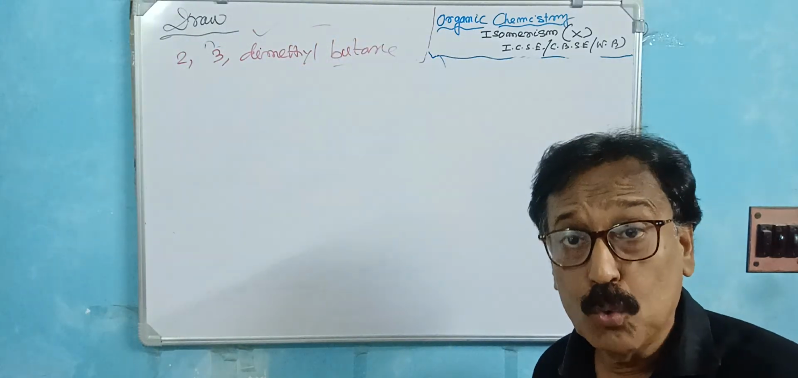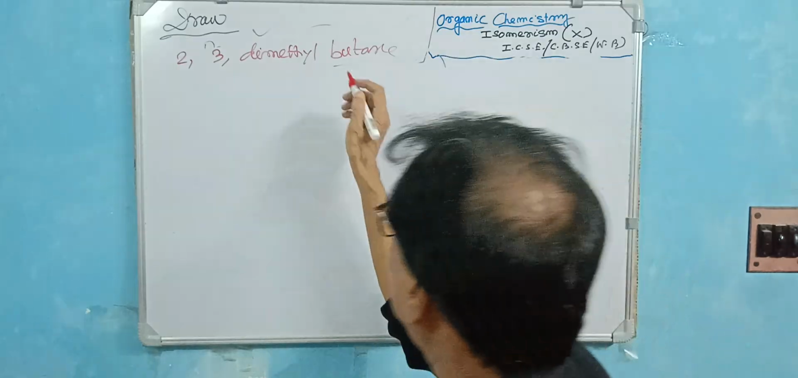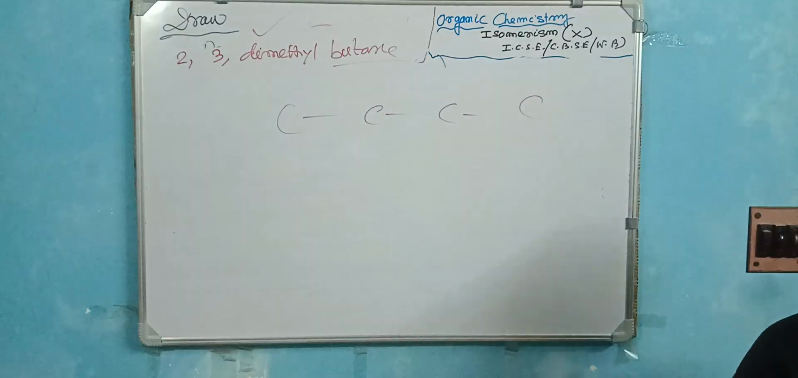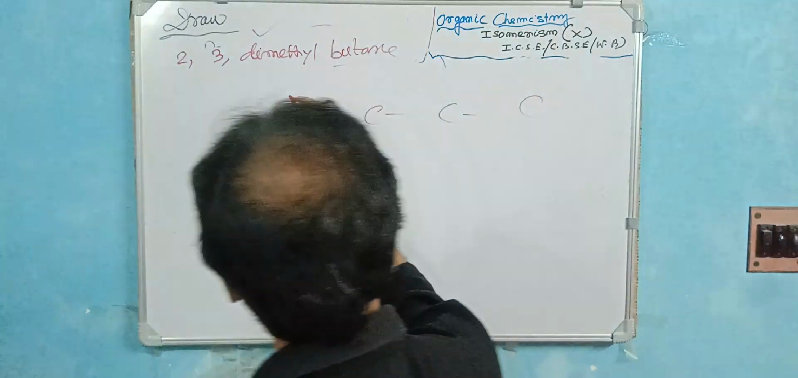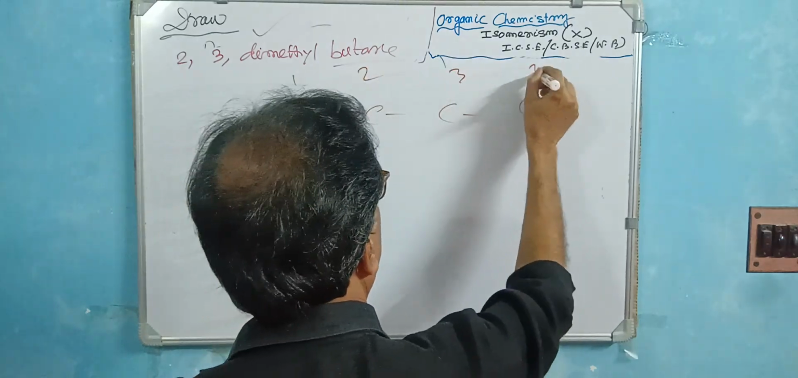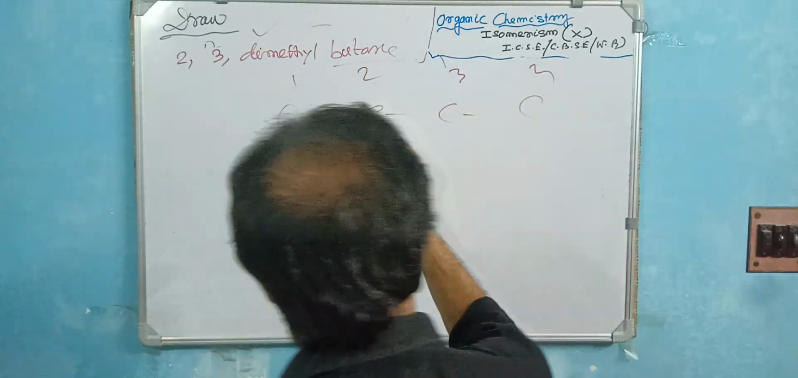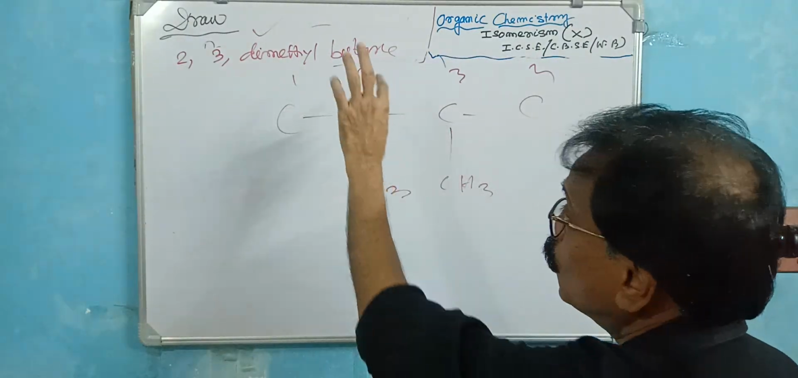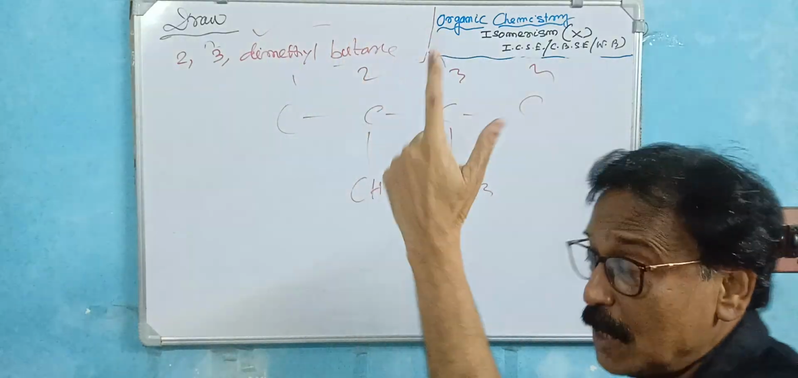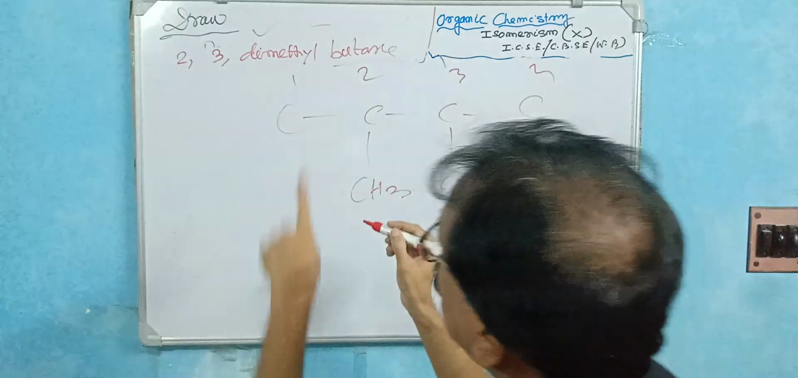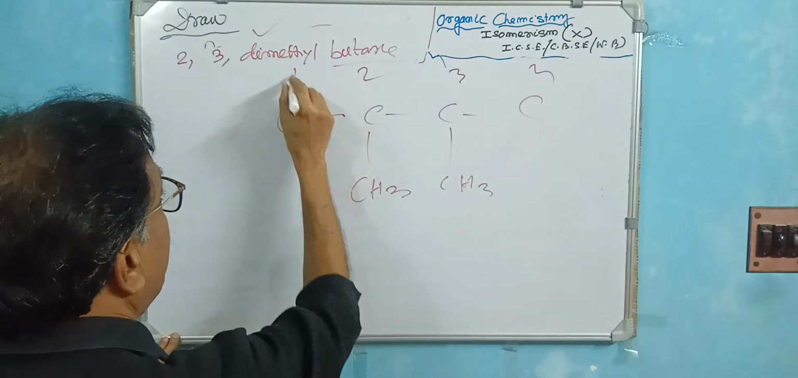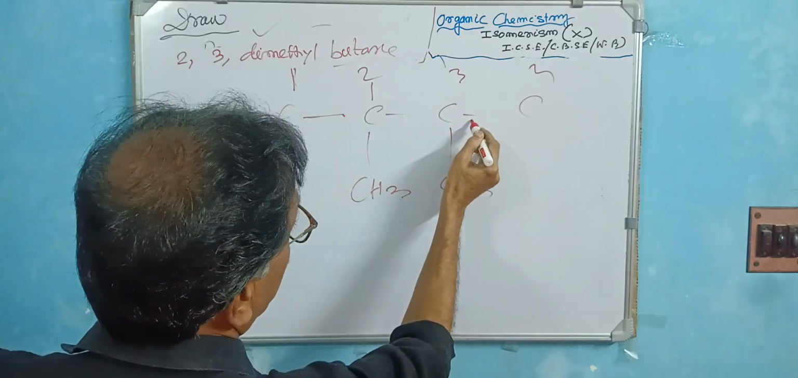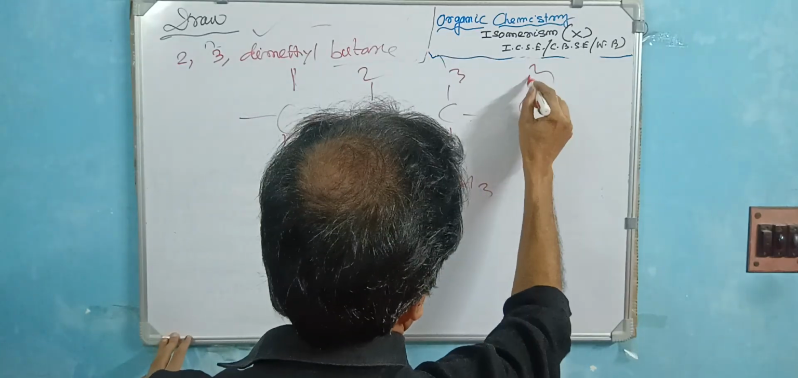There are methyl groups at two places, position 2 and position 3. First you draw the word root butane, 1 2 3 4. It's clear? Butane with 2, 3 positions having the methyl group. Suppose this is 1, this is 2, this is 3, this is 4. Now this is the methyl group. Dimethyl, CH3, at 2 and 3, on butane. You just complete the structure, so each carbon has 4 hands.